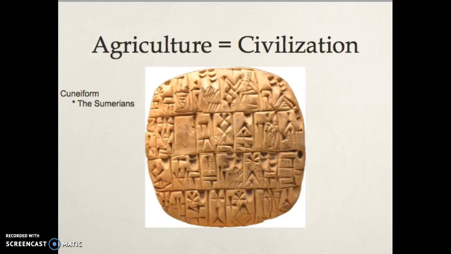One of the earliest forms of writing was known as cuneiform, and it was developed by a people known as the Sumerians. Cuneiform was carved into wet clay tablets, many of which still survive to this day.